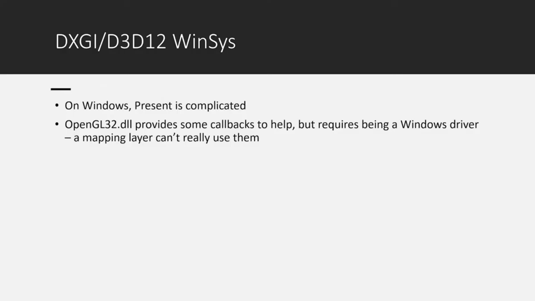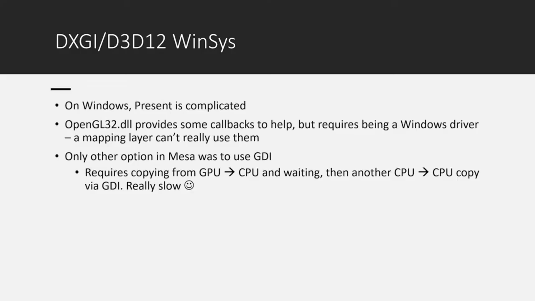As a driver for OpenGL, we have access to a couple of callbacks from OpenGL 32. But unfortunately, they're not very useful for a mapping layer. You really need to be a proper driver to be able to access them, which means that our only other option for getting contents onto screen was to use GDI, which is Windows' very old, the first iteration of graphics on Windows. It basically requires copying contents from your GPU render target into a CPU accessible surface and waiting for the GPU to be done with that. And then you can copy that into another GDI surface, and then you can copy that into the window. And it is obviously very slow. That's a lot of copies, and there's a lot of synchronization overhead to make that happen.